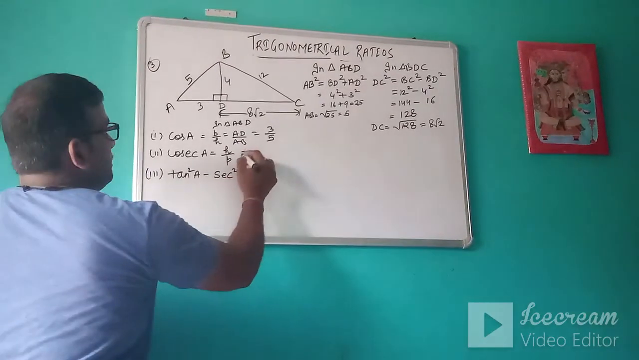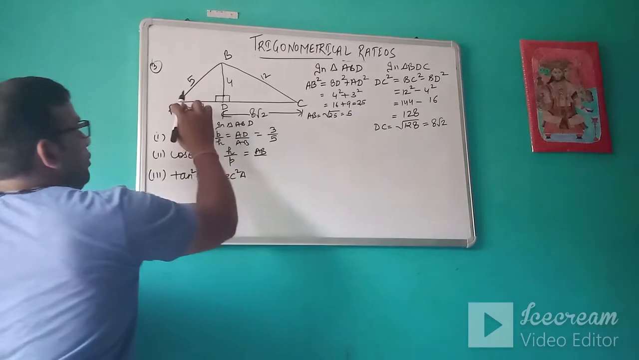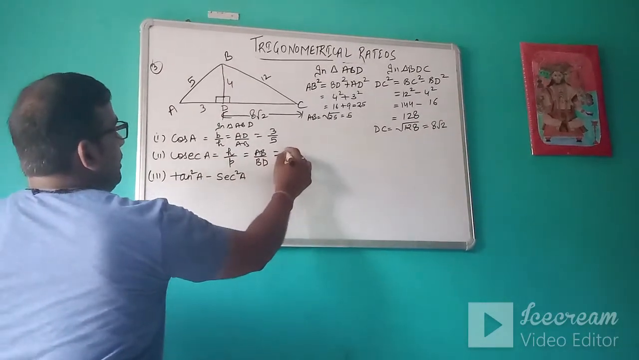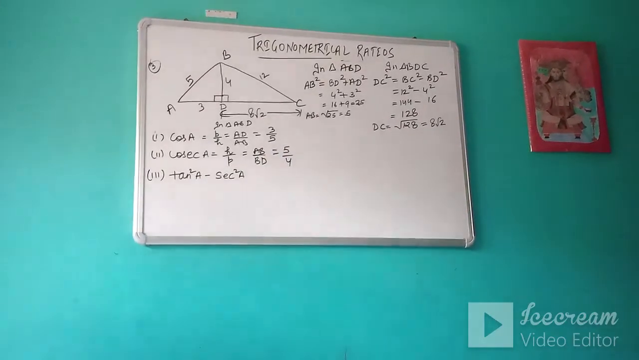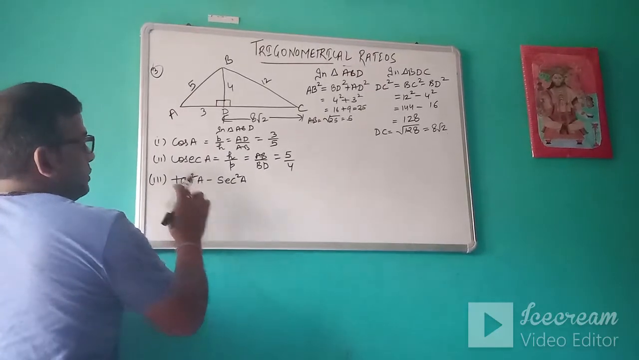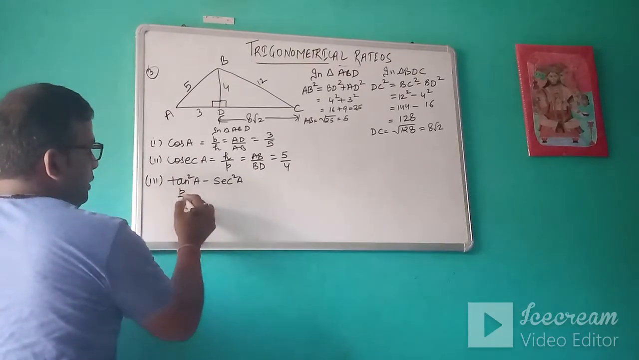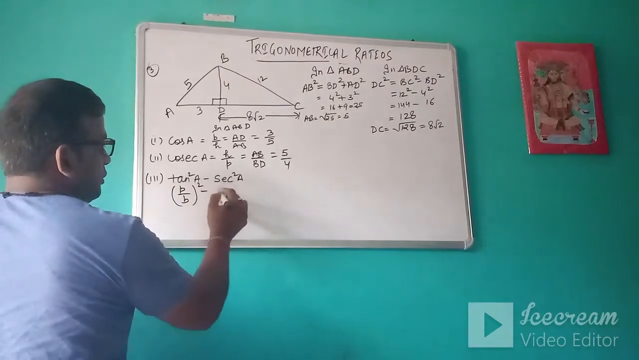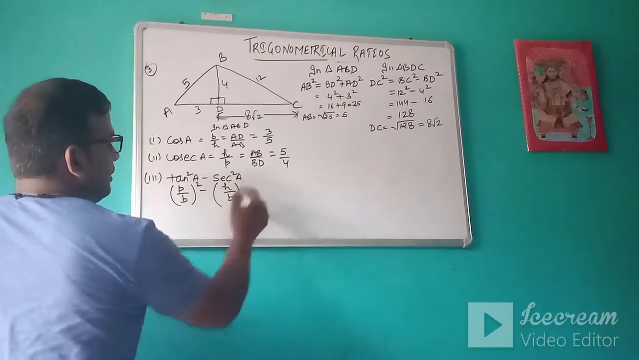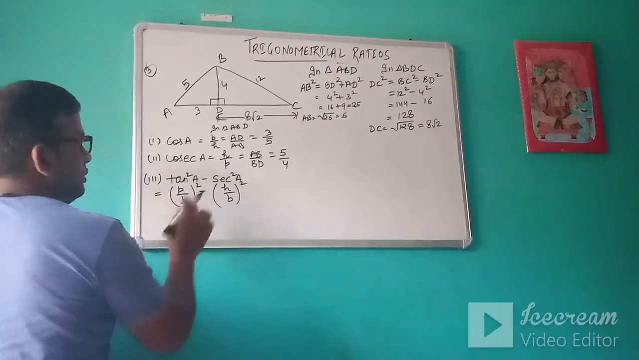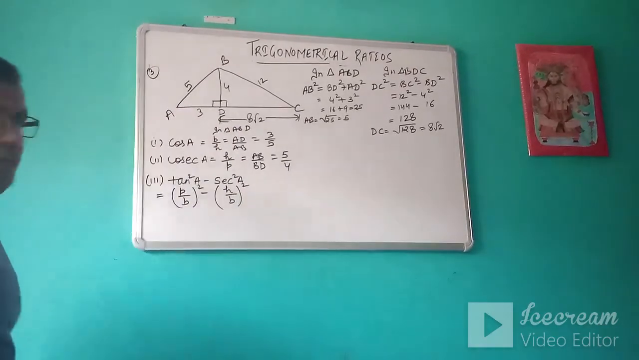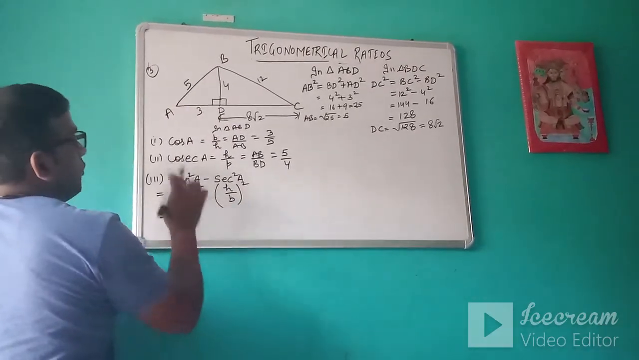So what is our H? AB. And for this A, what will be your perpendicular? BD. So it will be 5 upon 4. Next is tan square A. So what is the formula of tan? P upon B. And what is the formula of sec? H upon B. So for this particular triangle, again A lies in this triangle only, we are only considering triangle ABD. So for this, what will be your P?